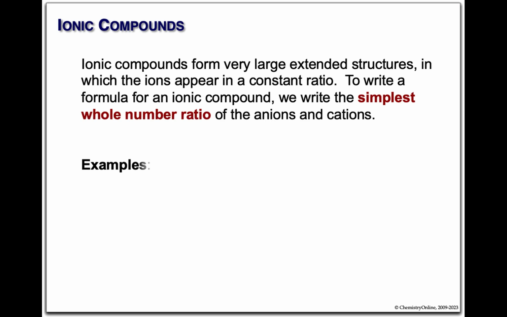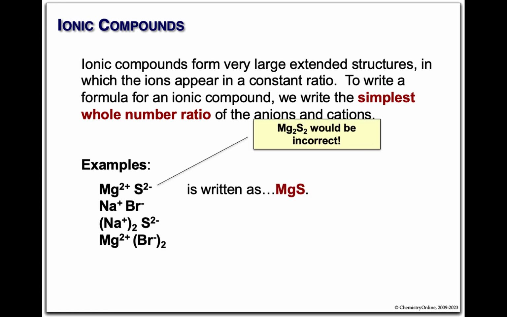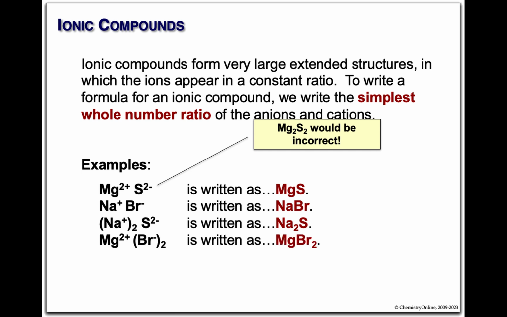When we go to write these compounds, even though we know, say, sodium chloride exists as a huge array in the solid state, what we do is we write the simplest whole number ratio. So for magnesium sulfide, we would just do MgS. Mg2S2 would also be neutral. That's not the lowest whole number ratio. You do the simplest ratio. Sodium bromide, NaBr. Sodium sulfide, Na2S, 2 sodiums plus a sulfur. And finally, magnesium bromide, 1 magnesium and 2 bromines. Any questions?